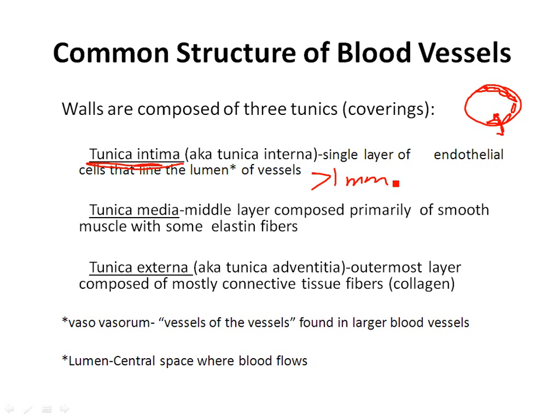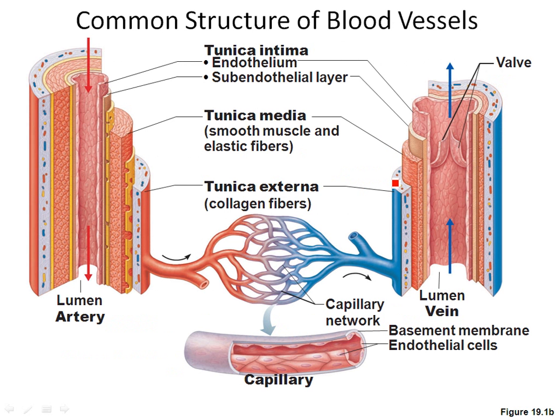And I'm going to go ahead and flip to the next slide so that you can actually see these as we talk about them. So there's your endothelial layer right there in the tunica intima on both the artery and the vein. And then these are larger vessels, so they show this subendothelial layer, which is part of that tunica intima as well. Then you go to the tunica media, that middle layer, and it's composed of smooth muscle and elastic fibers. You need the smooth muscle because you have a lot of vasoconstriction and vasodilation going on, and that smooth muscle is what controls that.